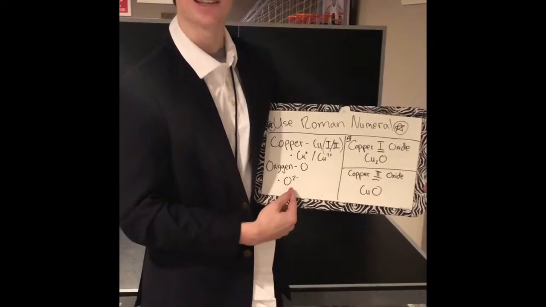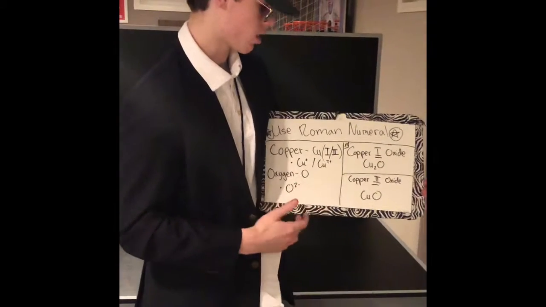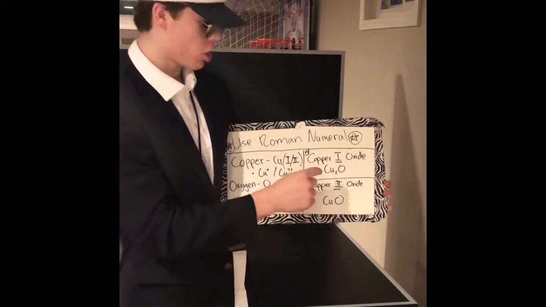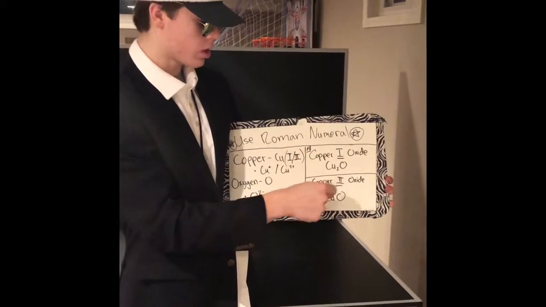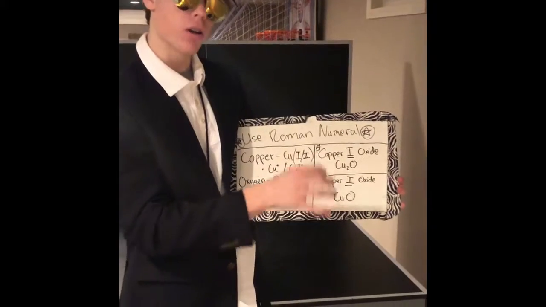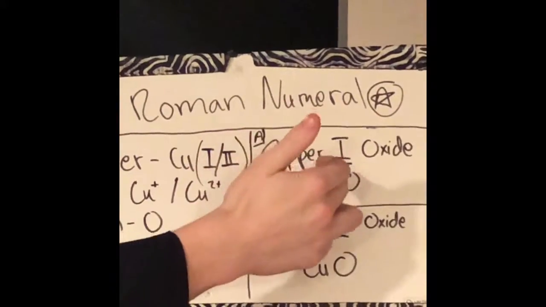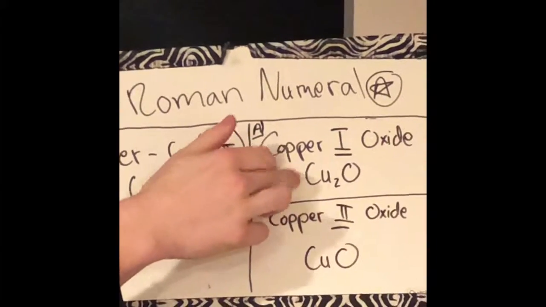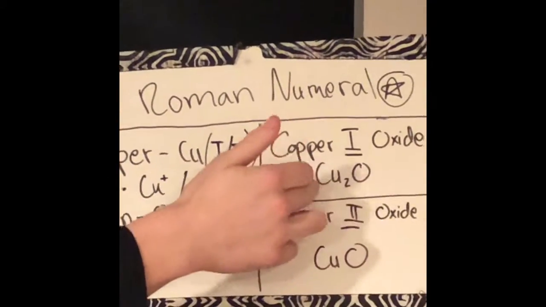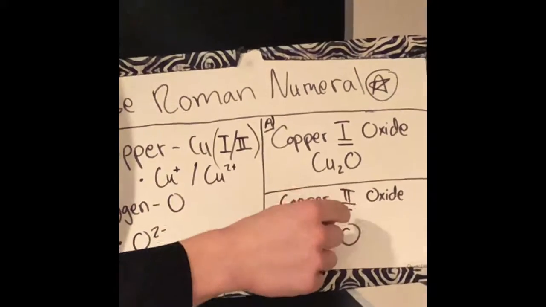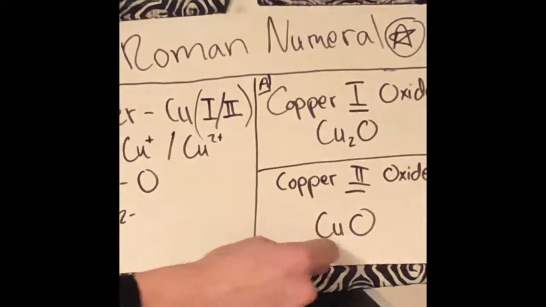Oxygen stays at O2 minus. It'll just stay there. So when you're writing out copper oxide, you gotta put the Roman numeral to describe which copper you're talking about so you can write out the formula. So right here at A, we got copper 1 oxide. So you got 2 coppers, 1 oxygen, Cu2O. B, you got copper 2 oxide, CuO.